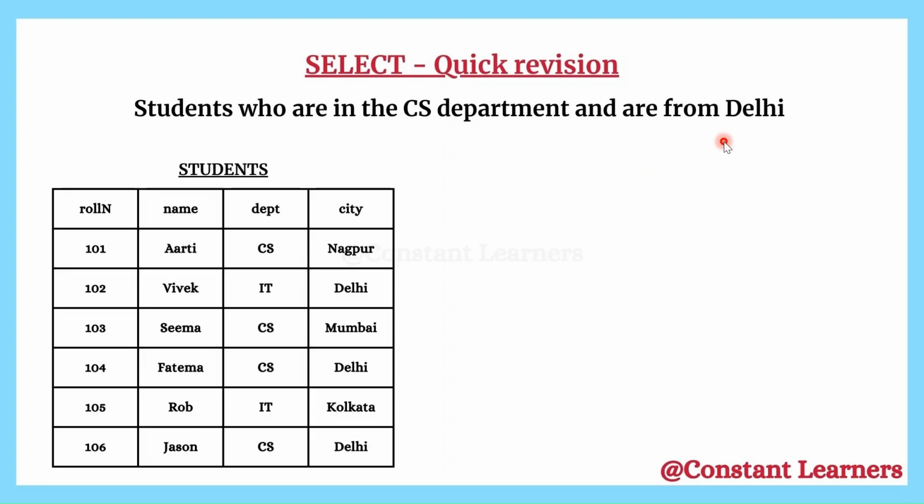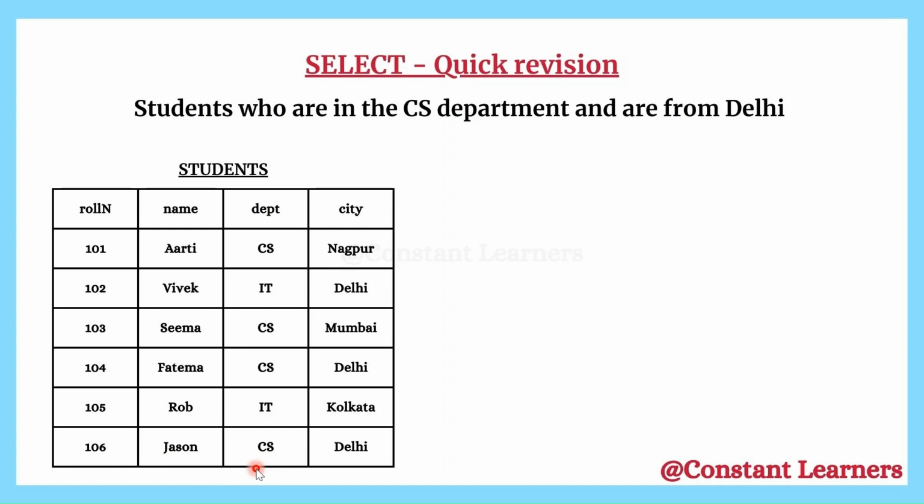Now, this is our students table. We have 4 columns: roll number, name, department and city, right? Now here, Aarti is from CS, Seema is from CS, Fatima is from CS and Jason is from CS. But out of these 4 students, there are only 2 students that are from Delhi, that is Fatima and Jason. So our output should contain these 2 rows. Let's see how to write the query.